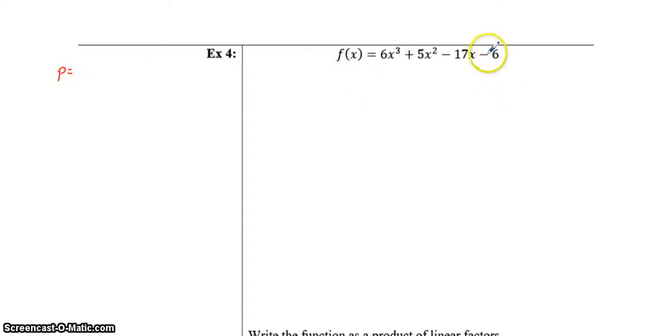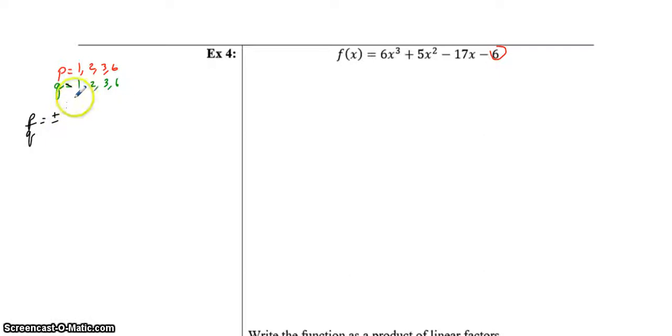What are the p-values? Well, the p-values are the factors of negative 6. So that's 1, 2, 3, 6 over q. And what's q? The factors of the leading coefficient. It turns out to be 6 again. That makes that factoring nice. Now it looks like there's a lot of different possibilities. But remember, we don't have to try duplicates.